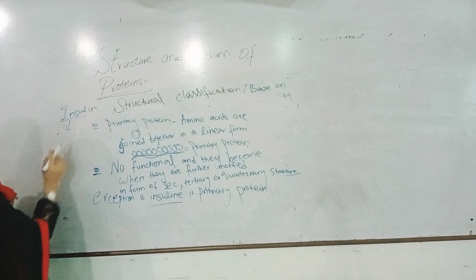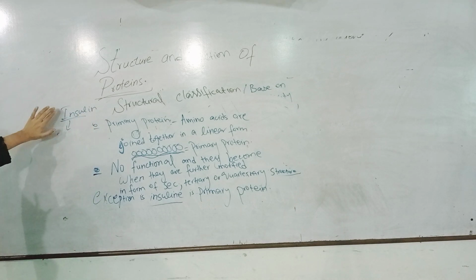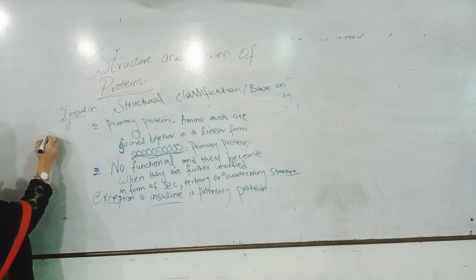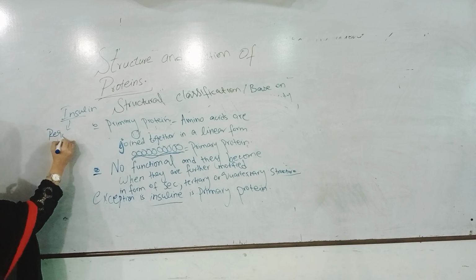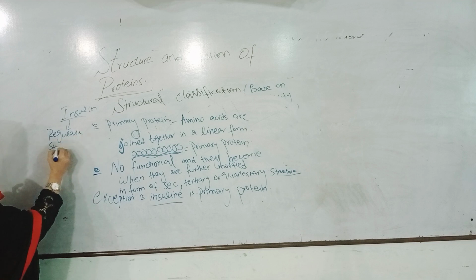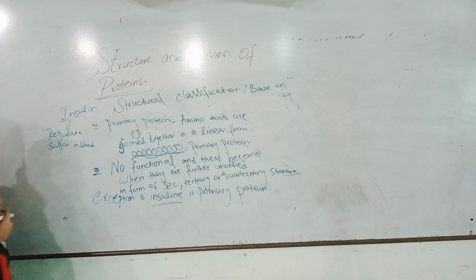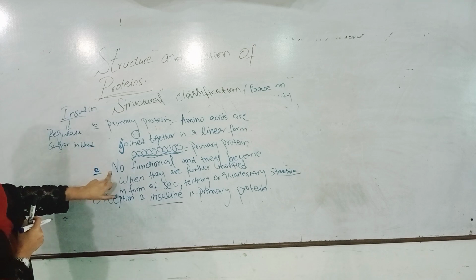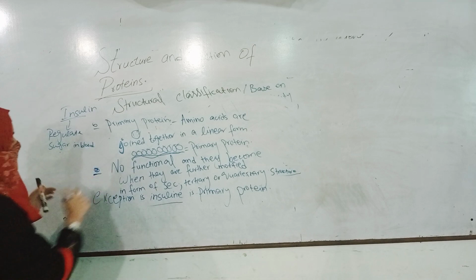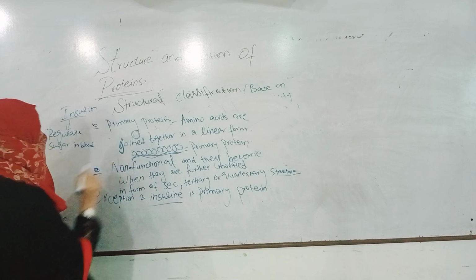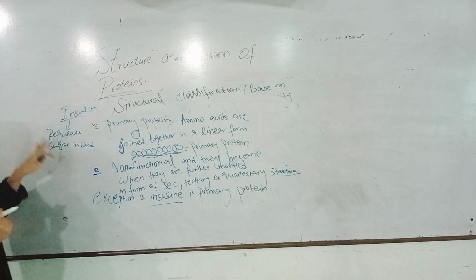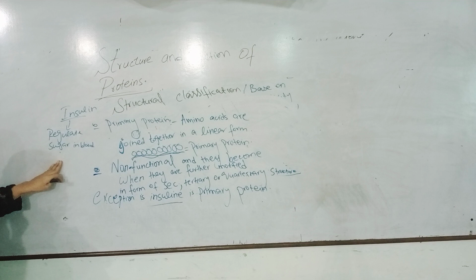Insulin is a functional protein, so there is a question of how that is, because it regulates sugar in the blood. So it is a functional protein, and here we said that a primary protein is a non-functional protein. So insulin is the exceptional case, while all other primary proteins are non-functional proteins.